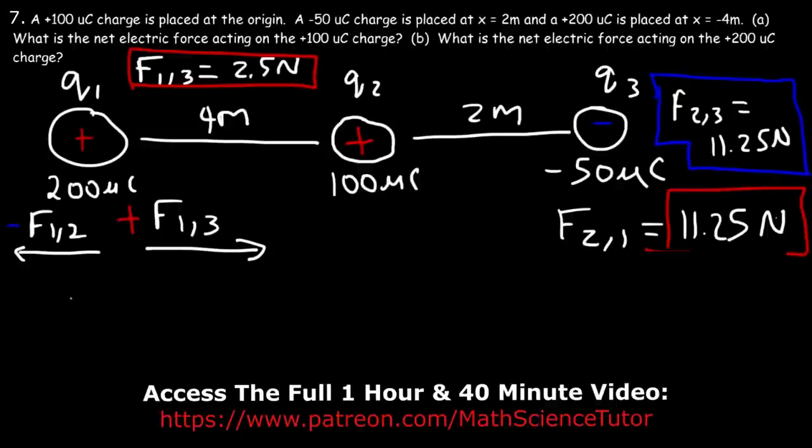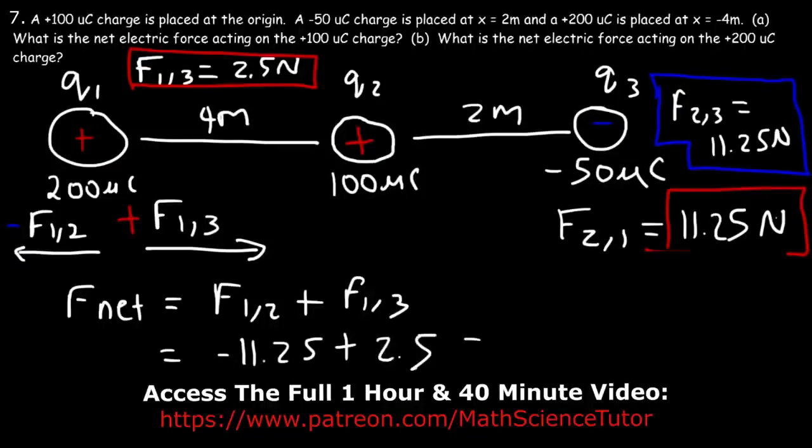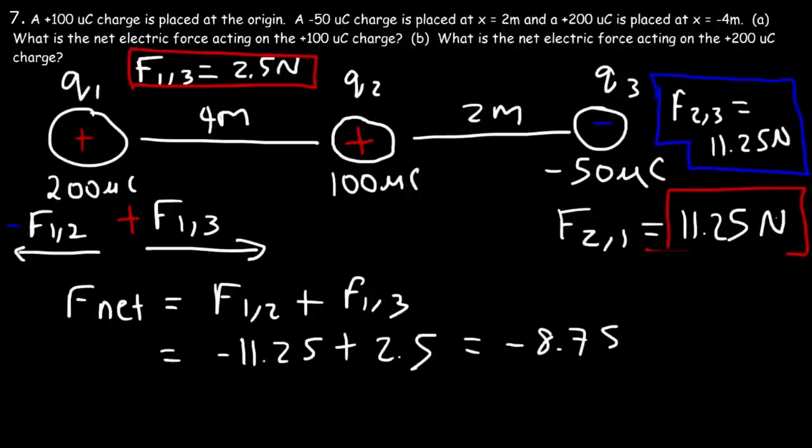So now we can calculate the net force. It's going to be F1,2 plus F1,3. Now this force is negative because it's in a negative x direction. And it has the same magnitude as that one. So it's going to be negative 11.25. And this force is positive. It's directed in the positive x direction. So that's positive 2.5. And so the net force is negative 8.75 newtons along the negative x direction. So that's the net force acting on charge 1.